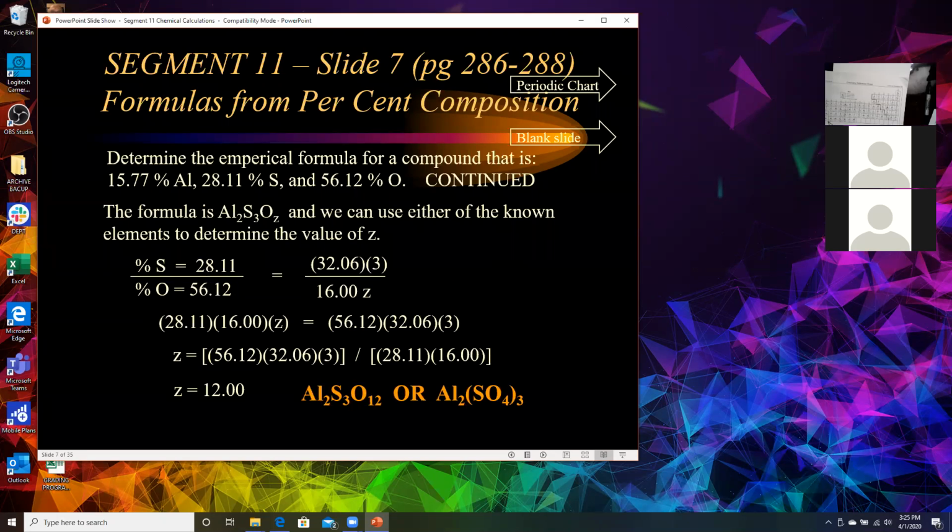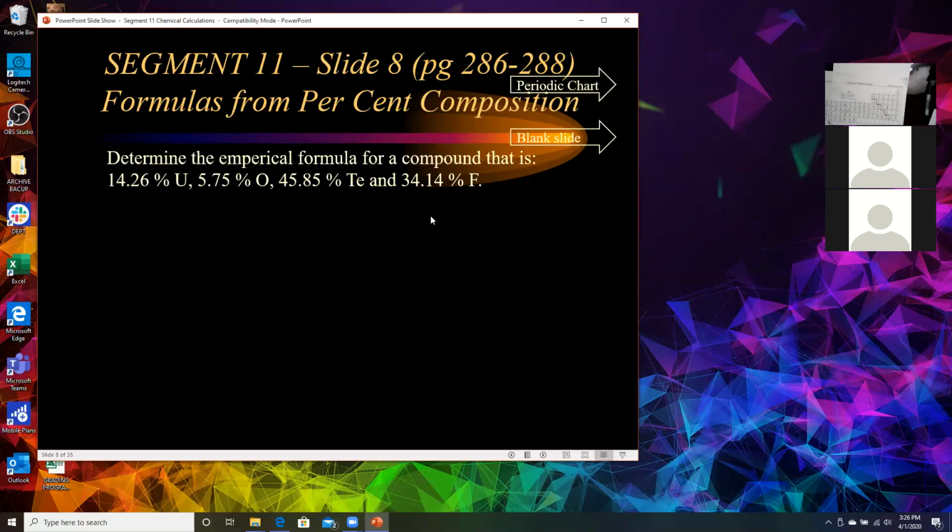So my formula is Al2S3O12, but you'd probably recognize it a little bit more like this. This is 3 sulfurs and 12 oxygen, but this is clearly aluminum sulfate. So this is a good formula, and it works out fairly simply when we do it like that.